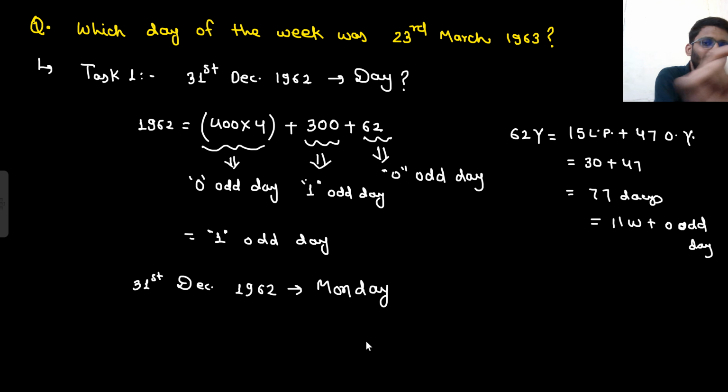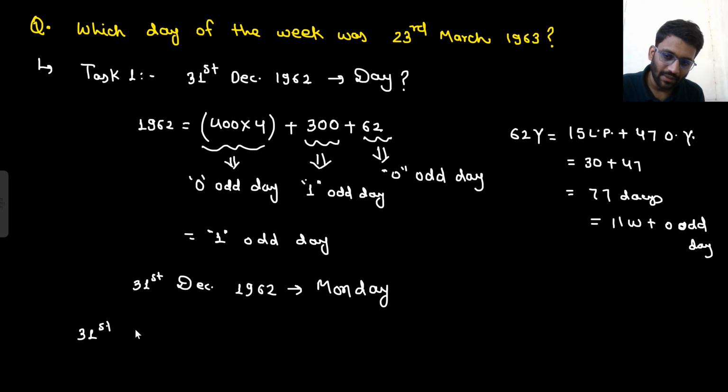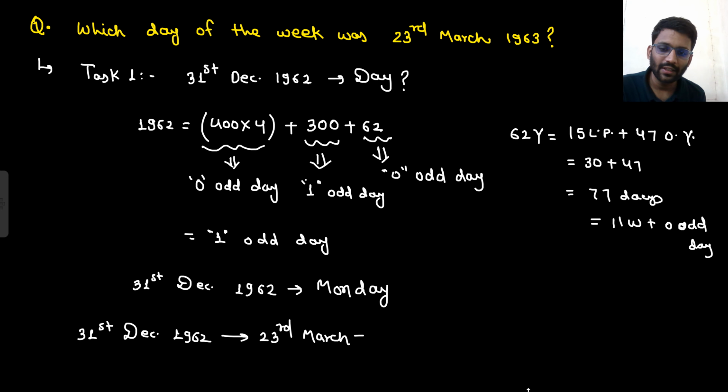Now to get till 23rd March, what do I mean to say? From 31st December 1962, you need to go to 23rd March 1963. How many days you will go through?